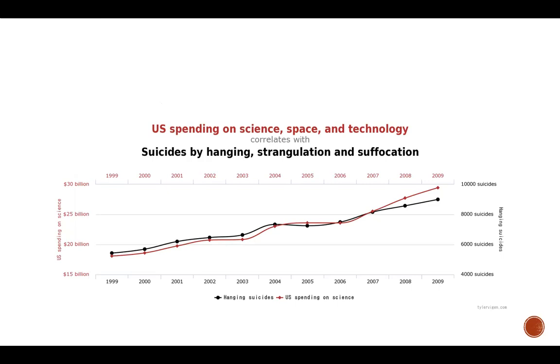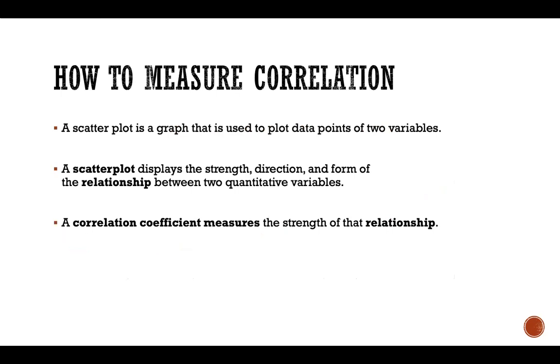They are following the same trend. If we plot a correlation between them, it will be a perfect correlation. But we can clearly see that US spending on science, etc., is not at all a reason for suicide, right? So how do we measure correlation?